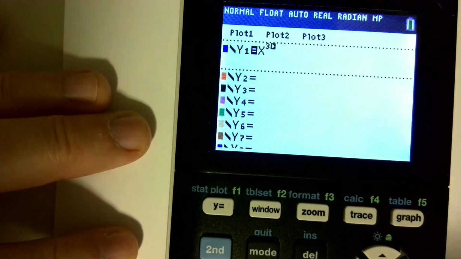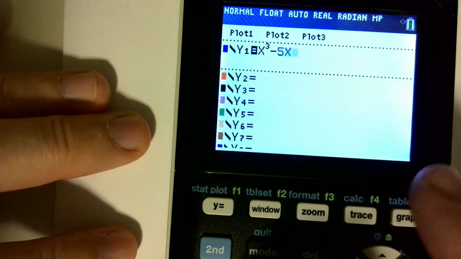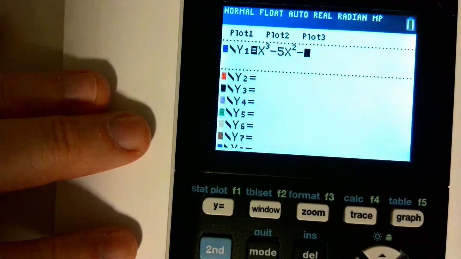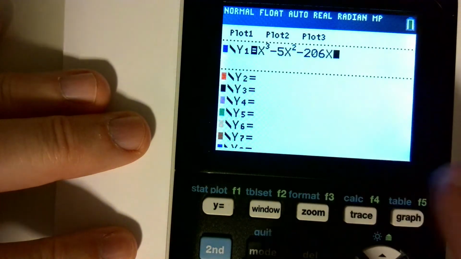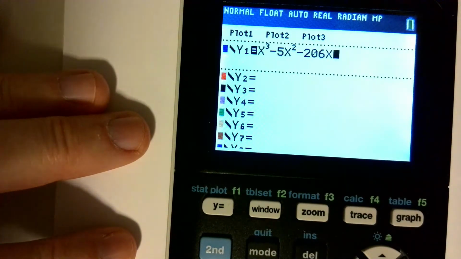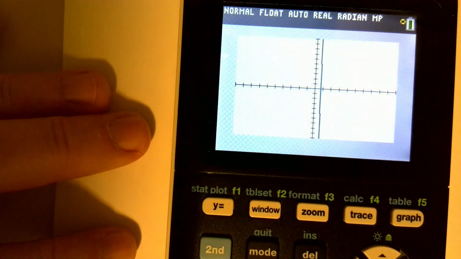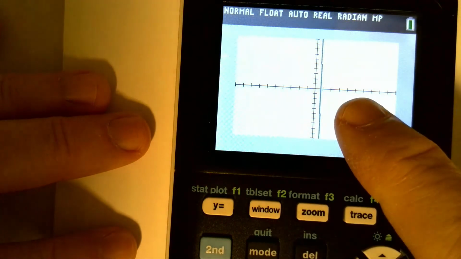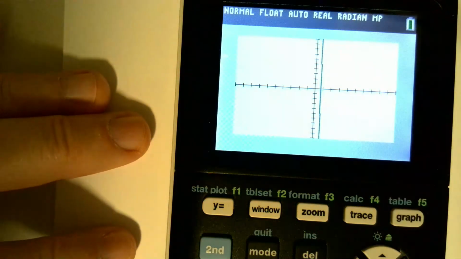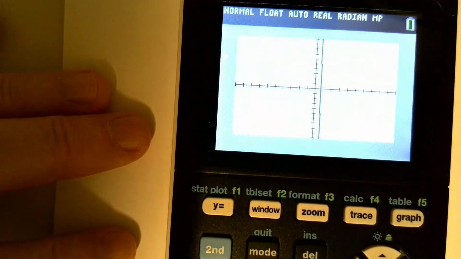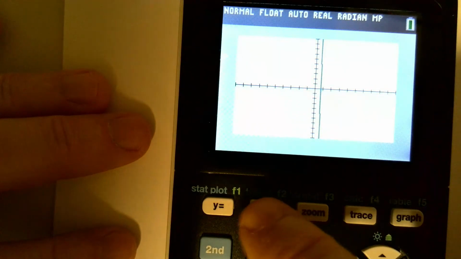So I got x cubed, then I got to hit the right arrow on this calculator, minus 5x squared minus 206x, and then that's plus 142. And I'm going to go ahead and hit graph. And you can see that on this calculator, it looks like there's only one possible solution. That there might be some other stuff going on in here, but I can't really see it right now. I'm going to double check.